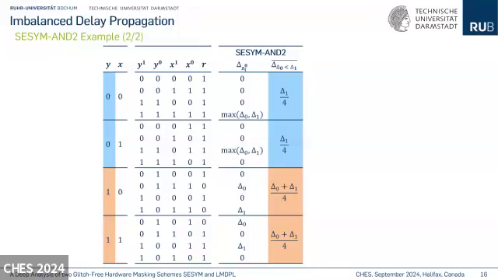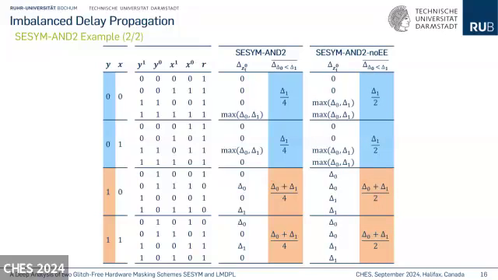In the paper, the authors also recommend to use the no early evaluation variant. So instead of using the WDDL ANDs in this multiplier, we use the no early evaluation variant, but the result is actually the same. We can still distinguish between these two cases. And because we can distinguish this, now we know our unshared inputs based on the time it takes for the output to toggle.